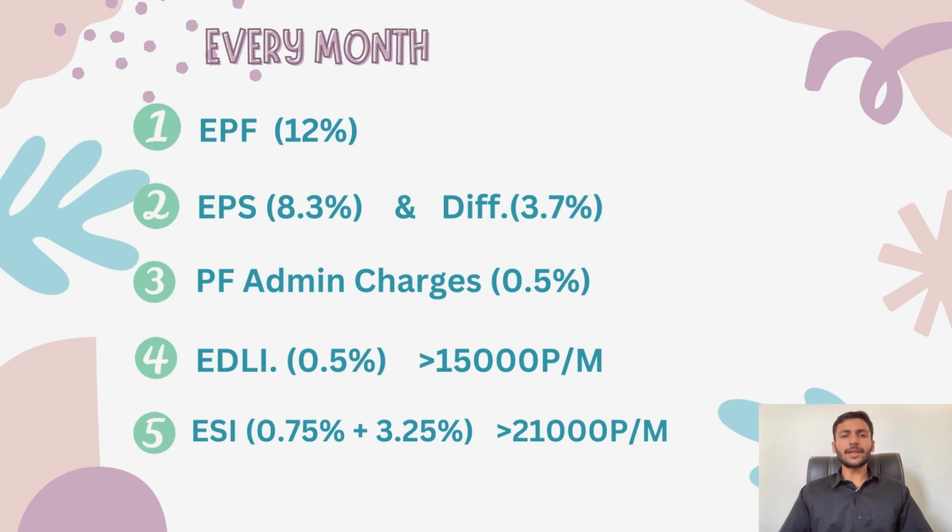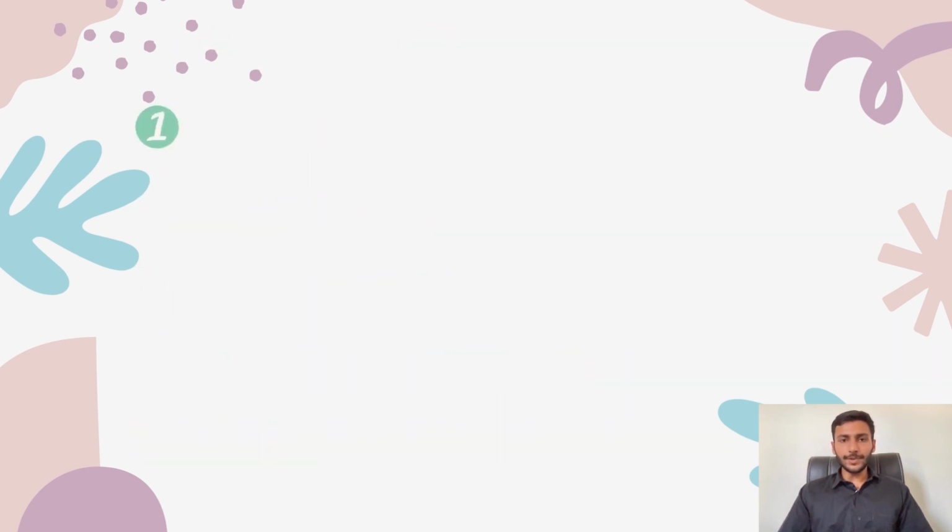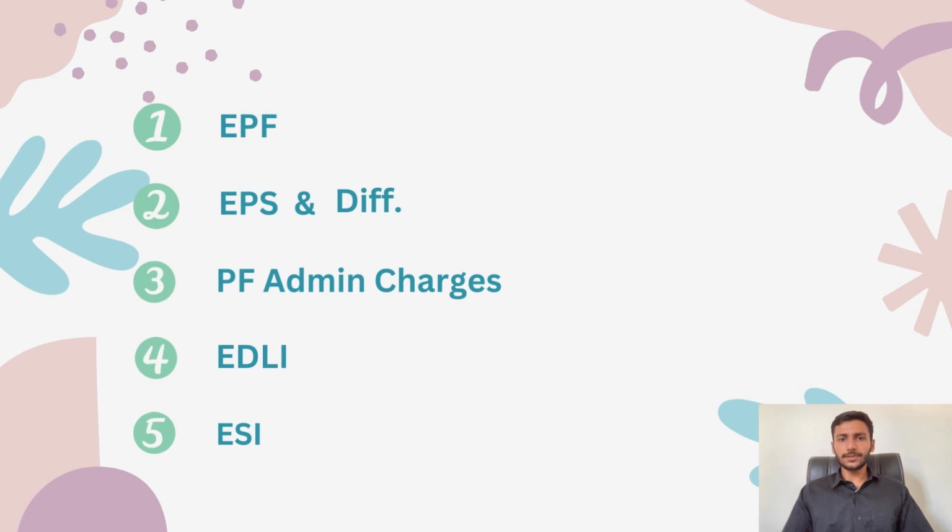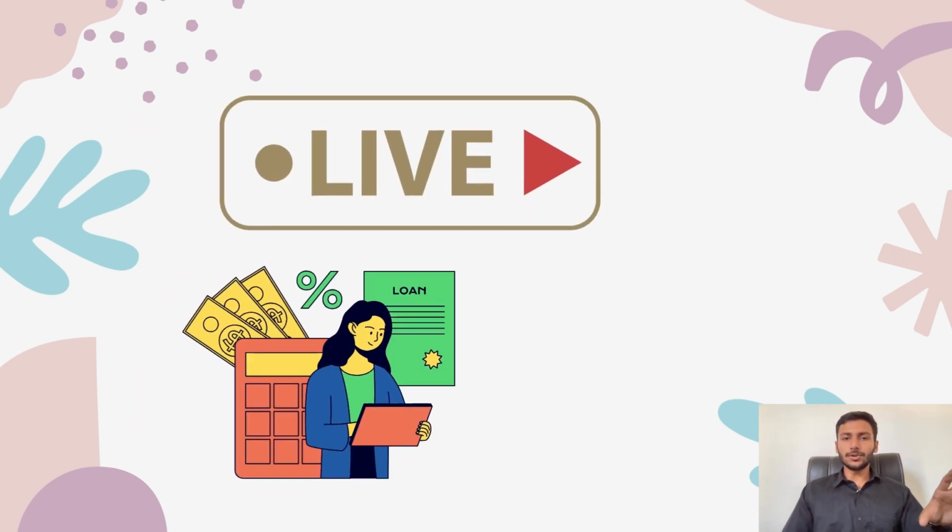So these are all the mathematical terms. We have discussed EPF, EPS, PF admin charges, EDLI and ESI. That's all in this video. In the next video, we're going to see with some examples how we can calculate this PF and EPF, everything.